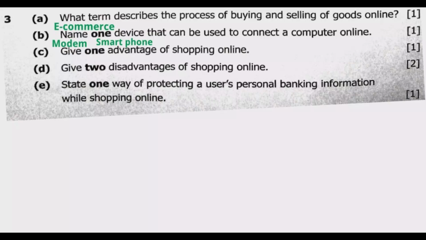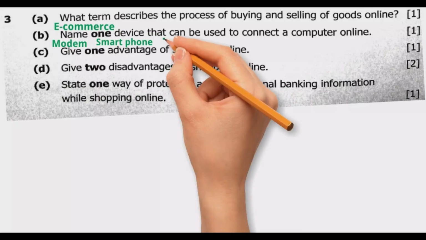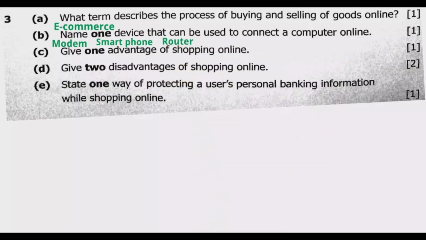Once you do that, then on the computer you activate Wi-Fi. Then the computer will connect to the phone's network, and then you go online using that. The other one is you can also use a router, which others call a router. You can use a router to connect our computer online.